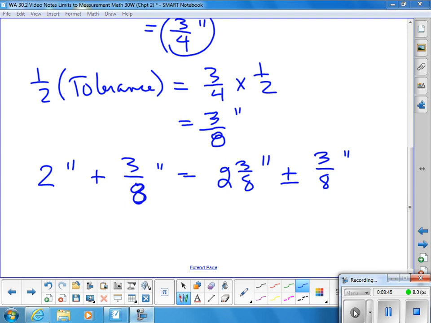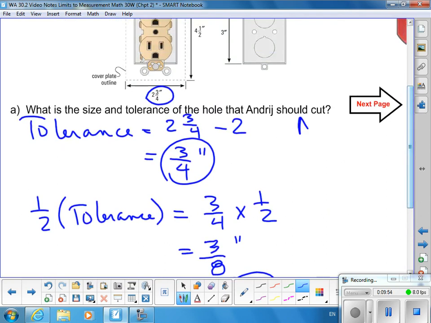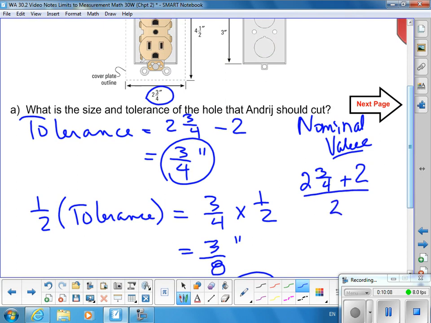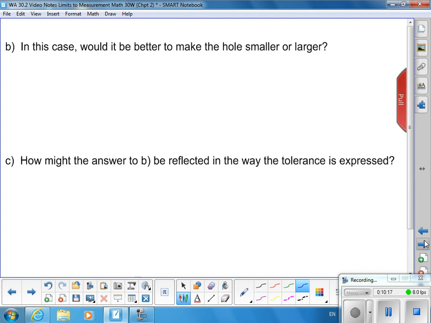Okay, so the 2 3/8 of an inch is the nominal value, the target value, which is halfway between the max and the min. The other way to find out the nominal value, which we did in the previous example: the nominal value is the middle value. You could take 2 3/4 of an inch, the max, plus 2 inches, the min, and divide it by 2. And you would have got 2 3/8 of an inch. So your nominal value, either way, is 2 3/8 of an inch.